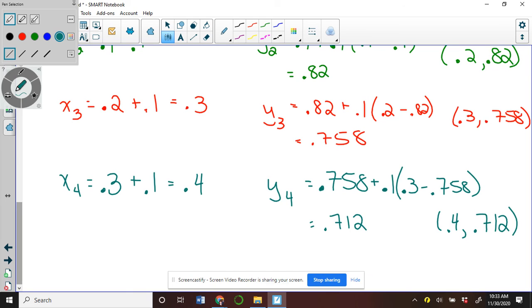Typically, the AP board will just ask for the y value of a certain step. Other times, they may ask you for each piece.